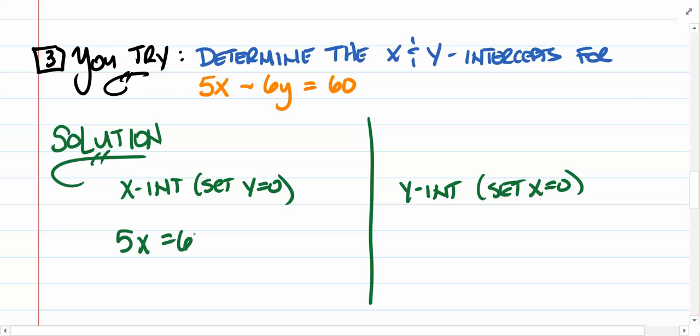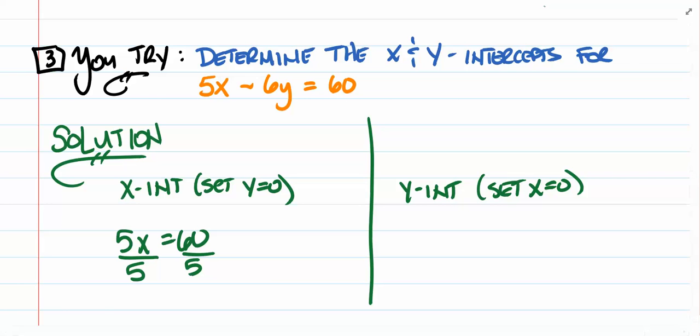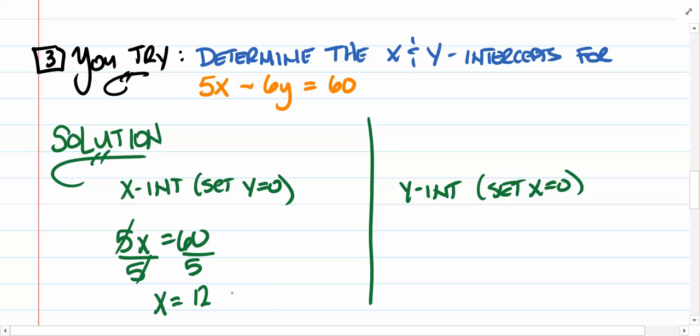5x is equal to 60. And you would divide both sides by 5. The 5s would then cancel, and you would get that x is now worth 12. So the x-intercept would be 12, or you could say the point (12, 0). That's another way of saying it.